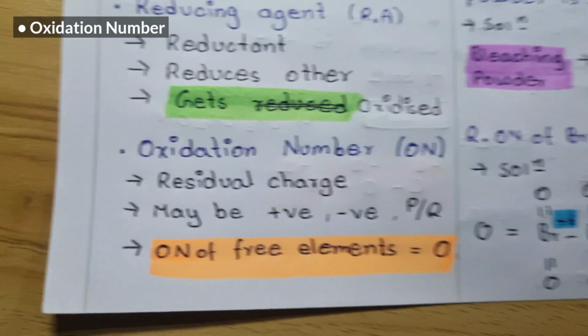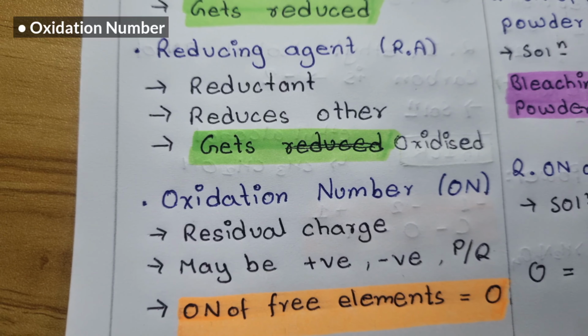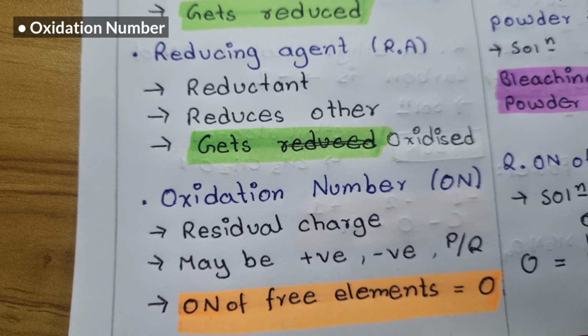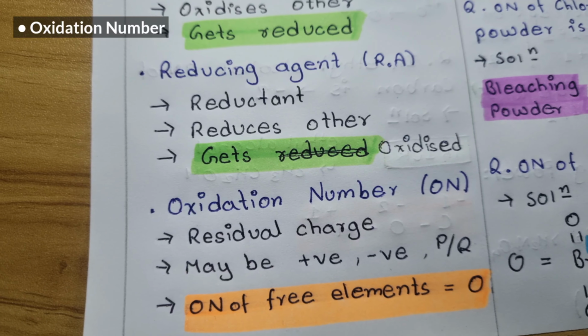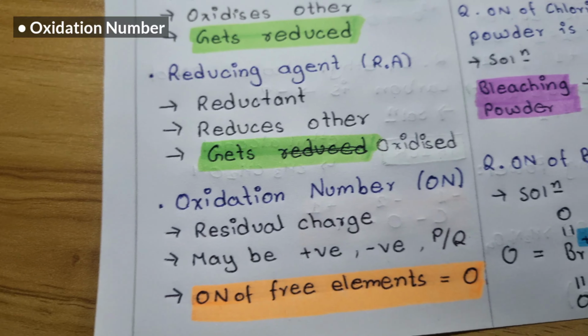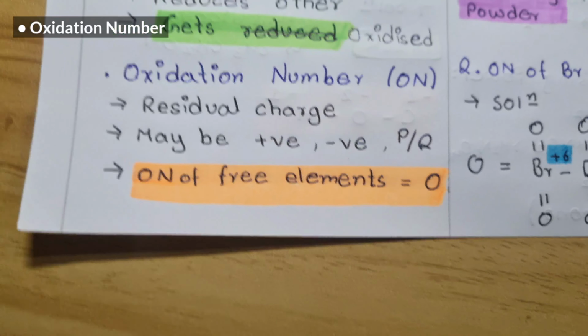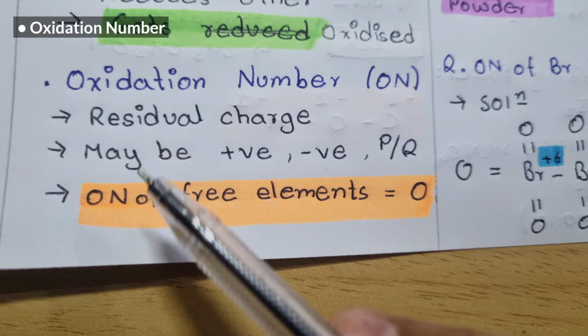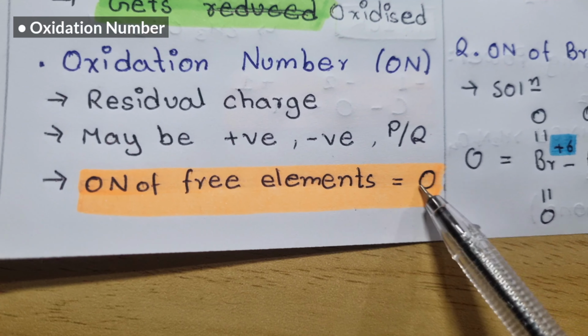Now, what does oxidation number mean? Oxidation number is the residual charge appearing on a single atom when other atoms are removed from the molecule. It might be positive, negative, or a fractional value. First and foremost, remember the rules of calculating oxidation number: the oxidation number of a free element is taken to be 0.